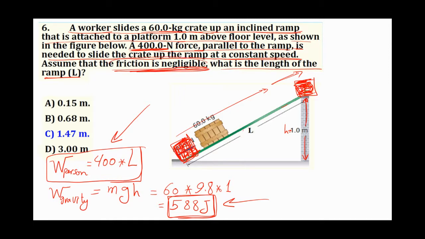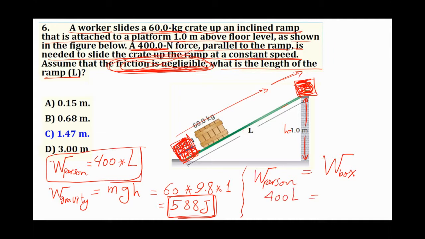Why is there no loss? Because friction is negligible. In our case here, friction is negligible. Okay. So that's a kind of approximation. So we can say the work done by the person equals the work received by the box, because there is no loss. In this case, I will say 400L equals 588, and L will be 1.47 meter. You understand it?